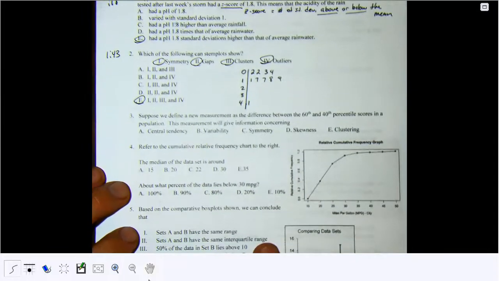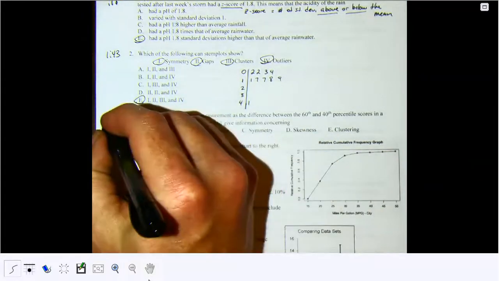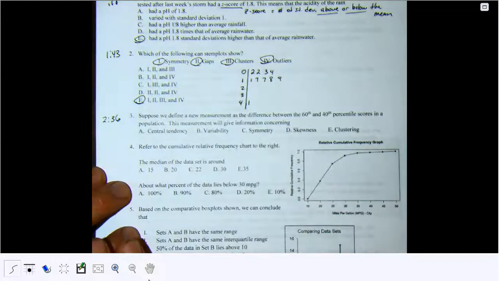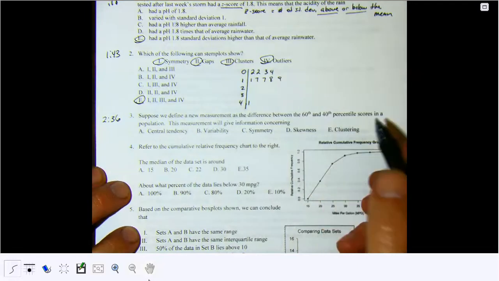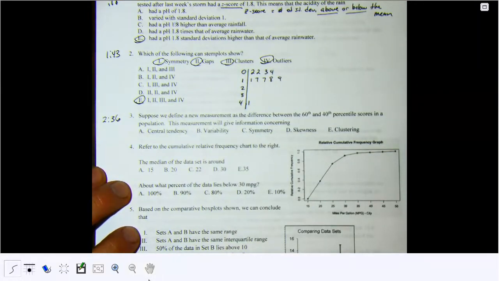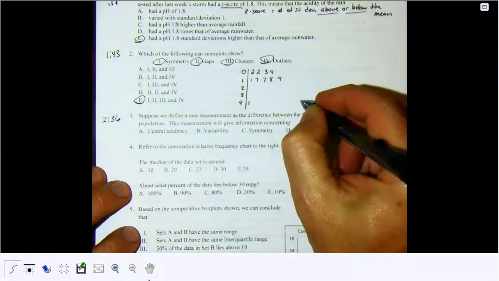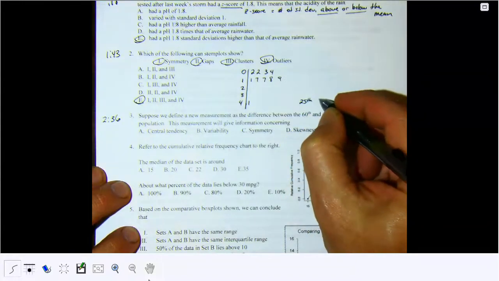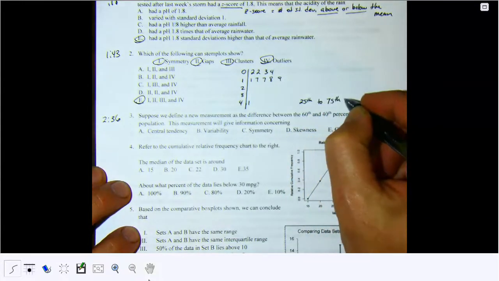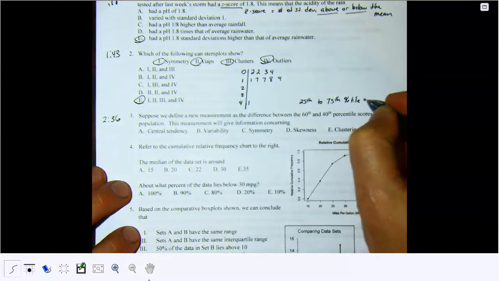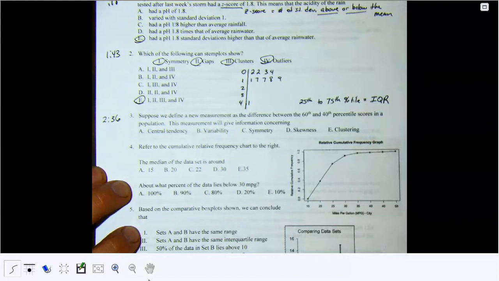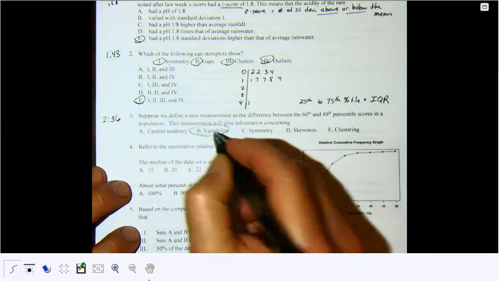Okay. All right. Number three is checking in at 2:36. Suppose we define a new measurement as the difference between the 60th and 40th percentile scores in a population. This measurement will be giving information concerning what? So if we're talking about percentiles, we know we have ones from the 25th to the 75th percentile. We have something of that nature already that is called our interquartile range. And the interquartile range is a measurement of variability. So therefore, since we're talking about percentiles, this will also be a measurement of variability. So B is going to be our answer on that one.